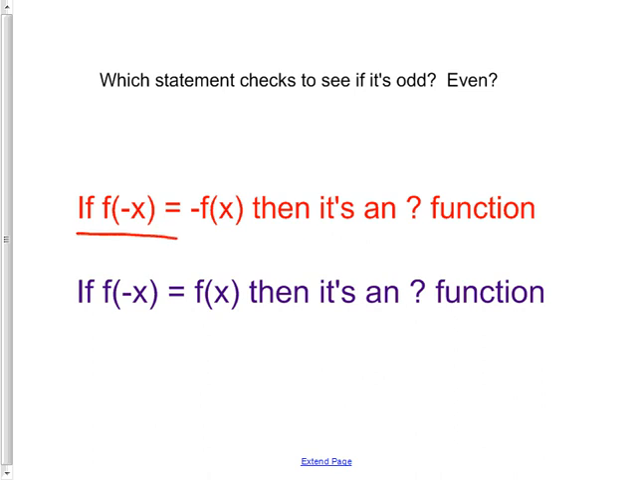You get how they start exactly the same? They both start with f of negative x. The odd one ends with a negative. The even one ends with just positive f of x. So, oh, it's got 2 negatives. That's odd. However you want to remember it, that's the way I remember it.